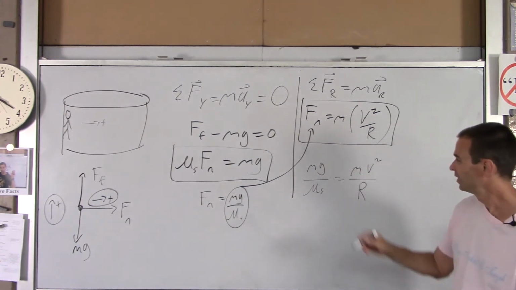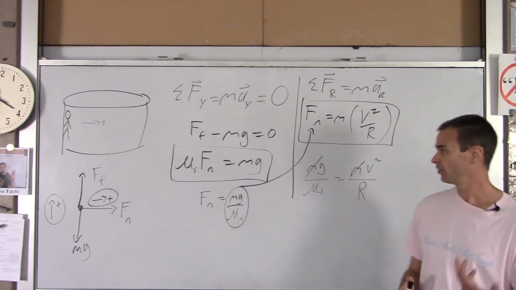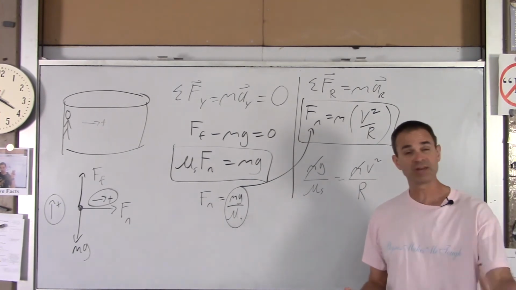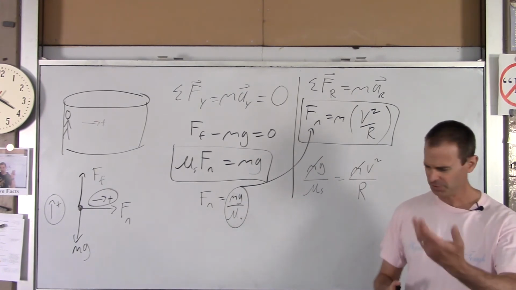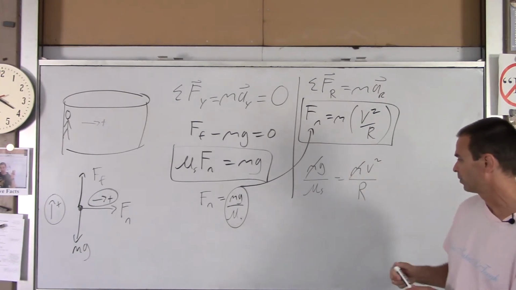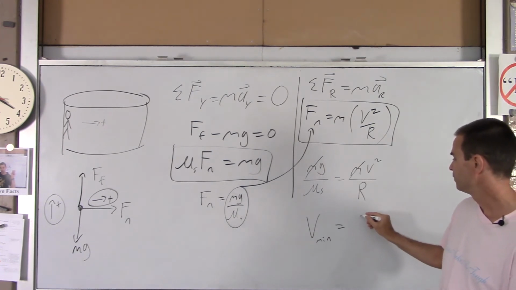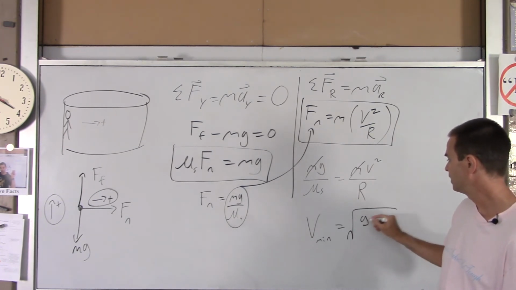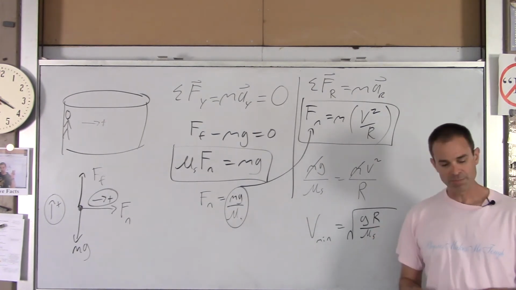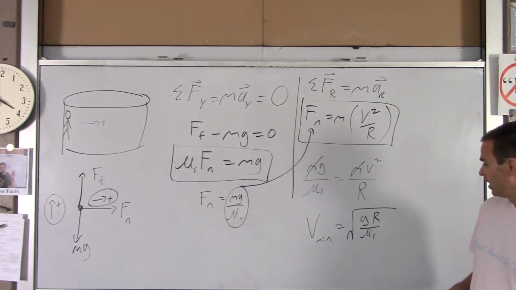Well, you may have noticed m drops out, okay? So it doesn't matter if it's a little kid or an adult. When the engineer designs this ride, they do not have to worry about the mass of the passenger, which is a good thing. And you're solving for v, you're trying to get it by itself, so you multiply both sides by r, you square root, and you get v, this is v min, okay, would equal root g r over mu sub s. So that would be your equation for v min, and then you could plug in whatever they give you for r and mu and get an answer, okay?